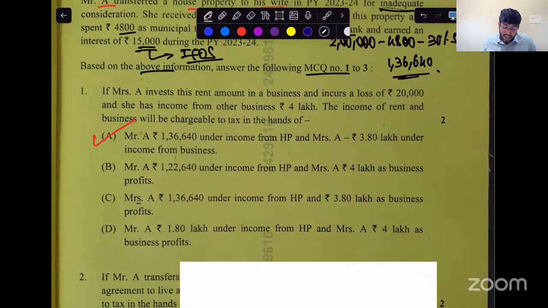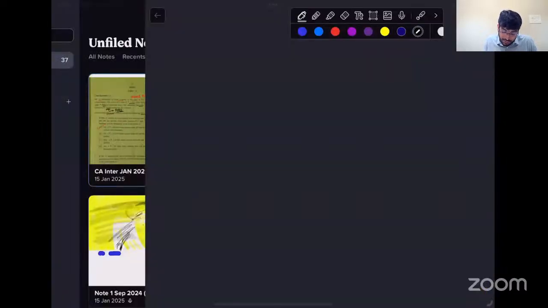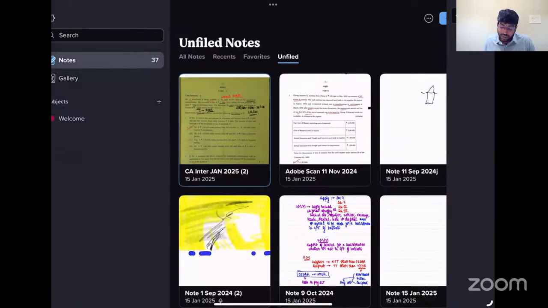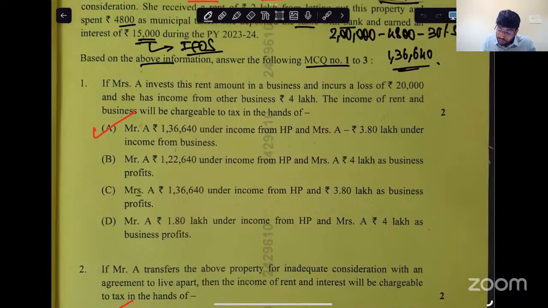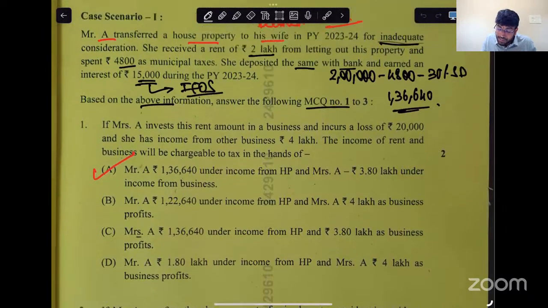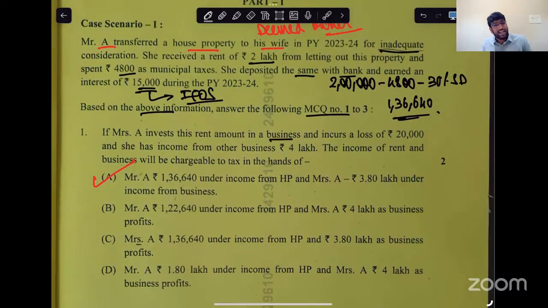Mrs. A invests this rent in a business and incurs a loss of 20,000. And she has income from other business of 4 lakh rupees. So from 4 lakh, we'll set off the loss. From 4 lakh, when you set off 20,000, the balance we get is 3.8 lakhs.